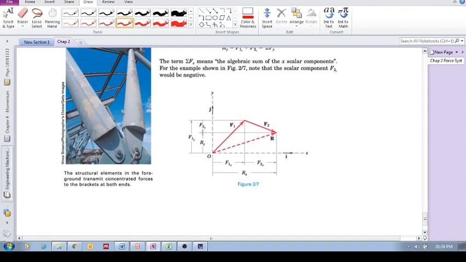So here we've got F1. If you break it up into its x component, there's F1x, and you break it up into its vertical component, there's F1y. Then there's F2, so F2x would be that there, and F2y would be that there, okay?